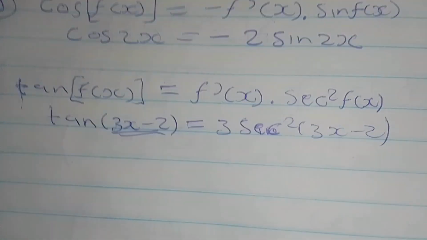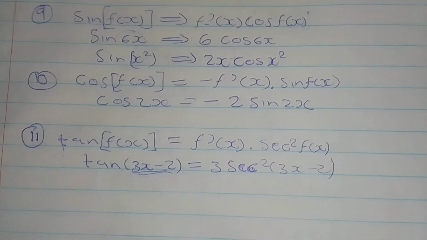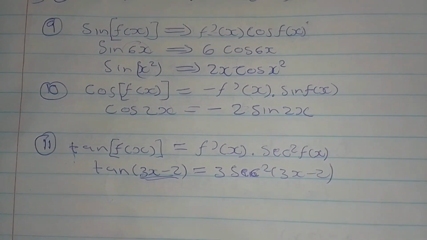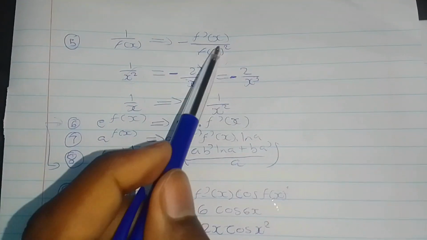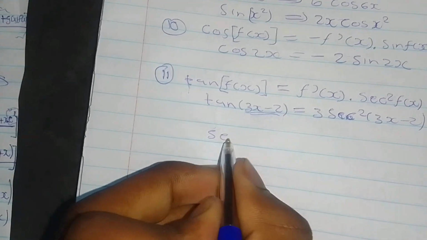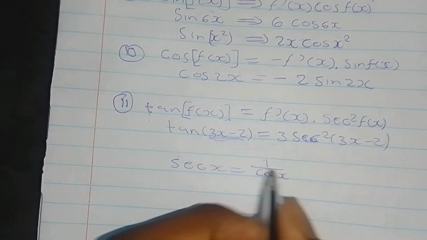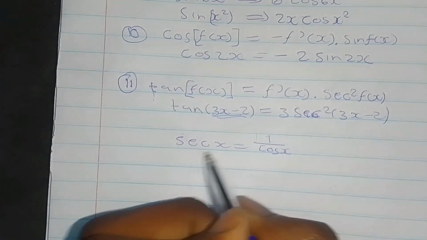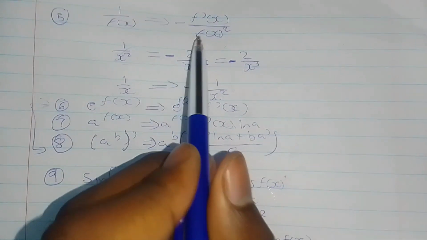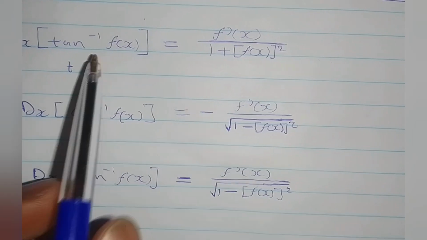Now I'm not going to go through cosecant, secant, and cotangent. Those ones you can just go and memorize, or you can use this formula. Since you know that secant is 1 over cos, if you are deriving secant, you can use 1 over cos and use this formula. You won't go wrong. Now let's say you're deriving inverse trig functions.